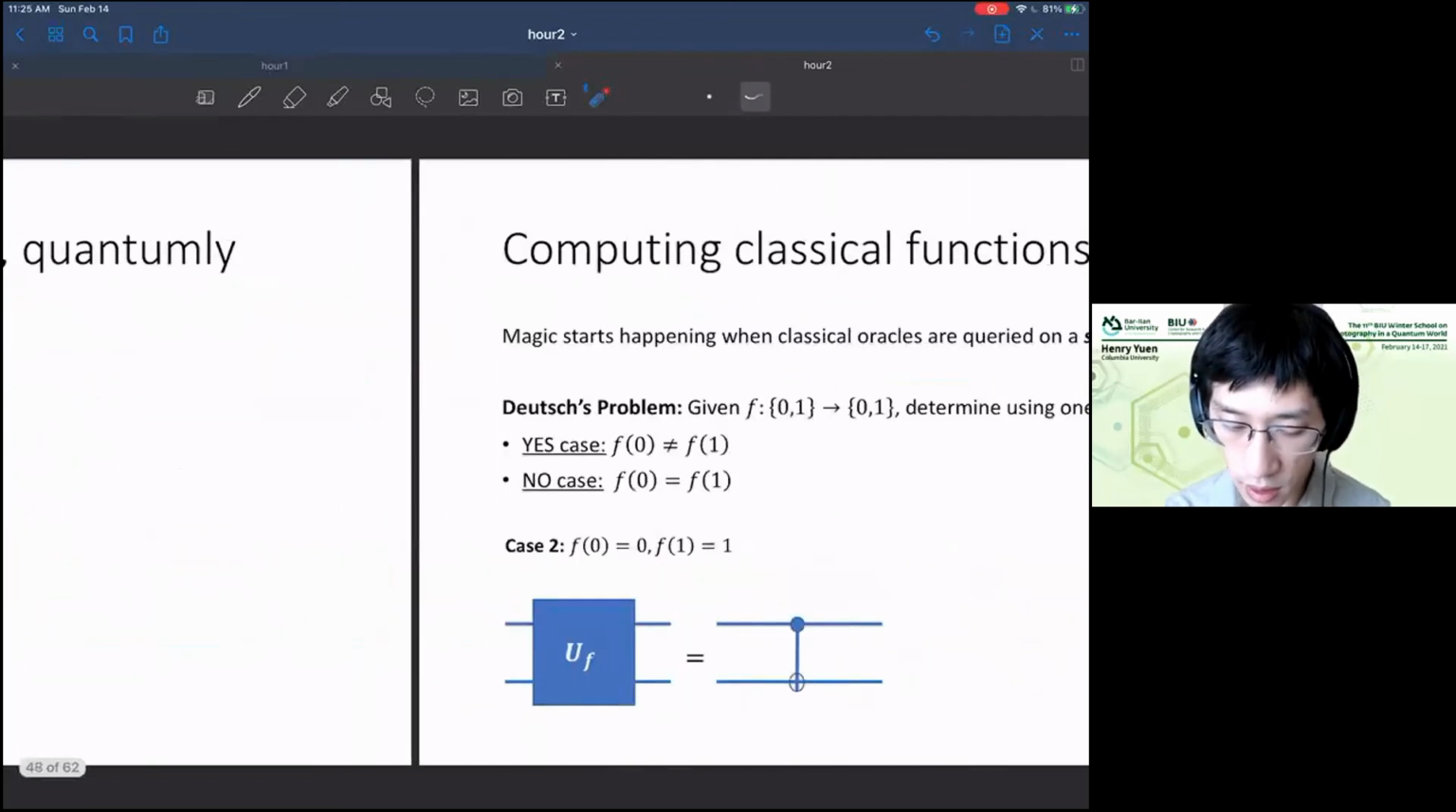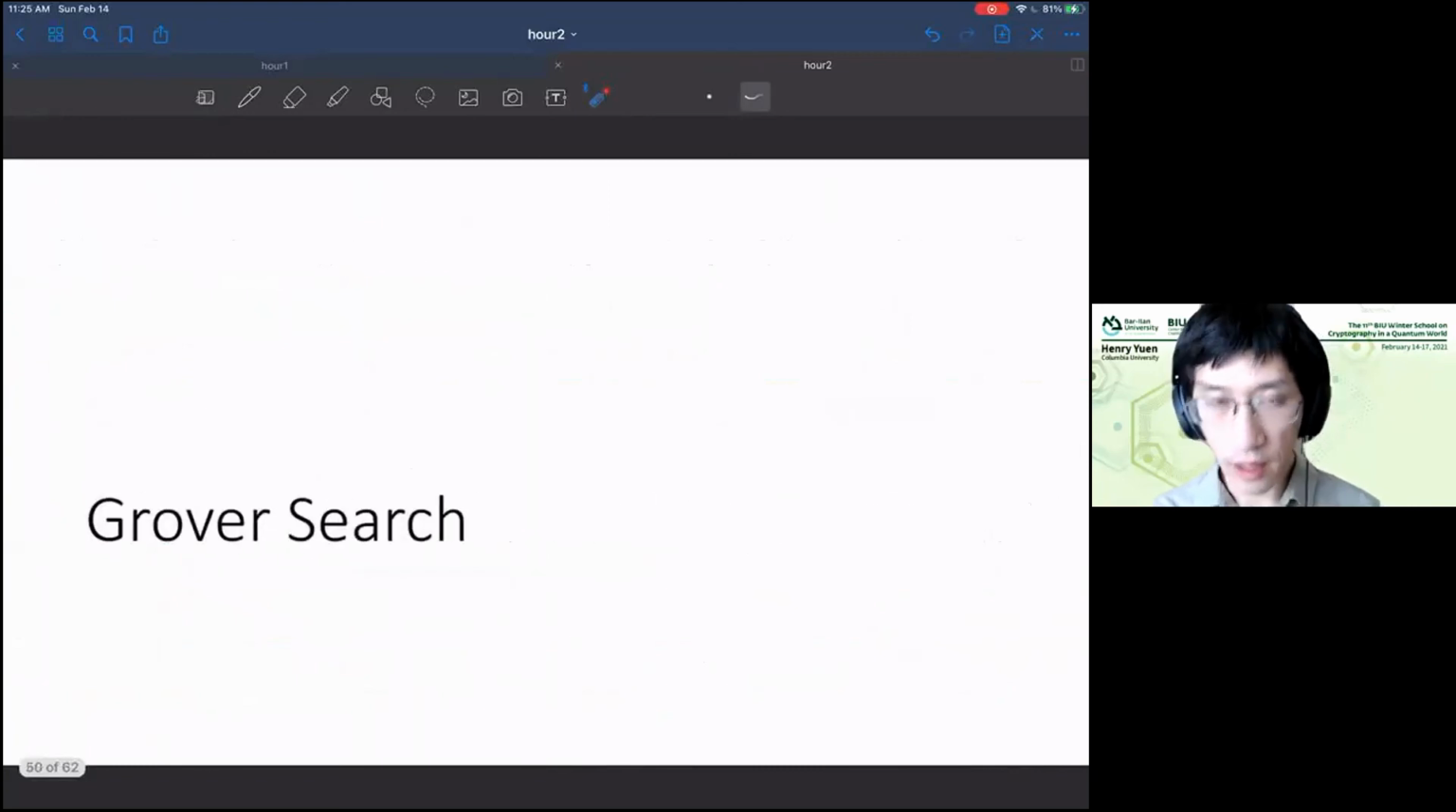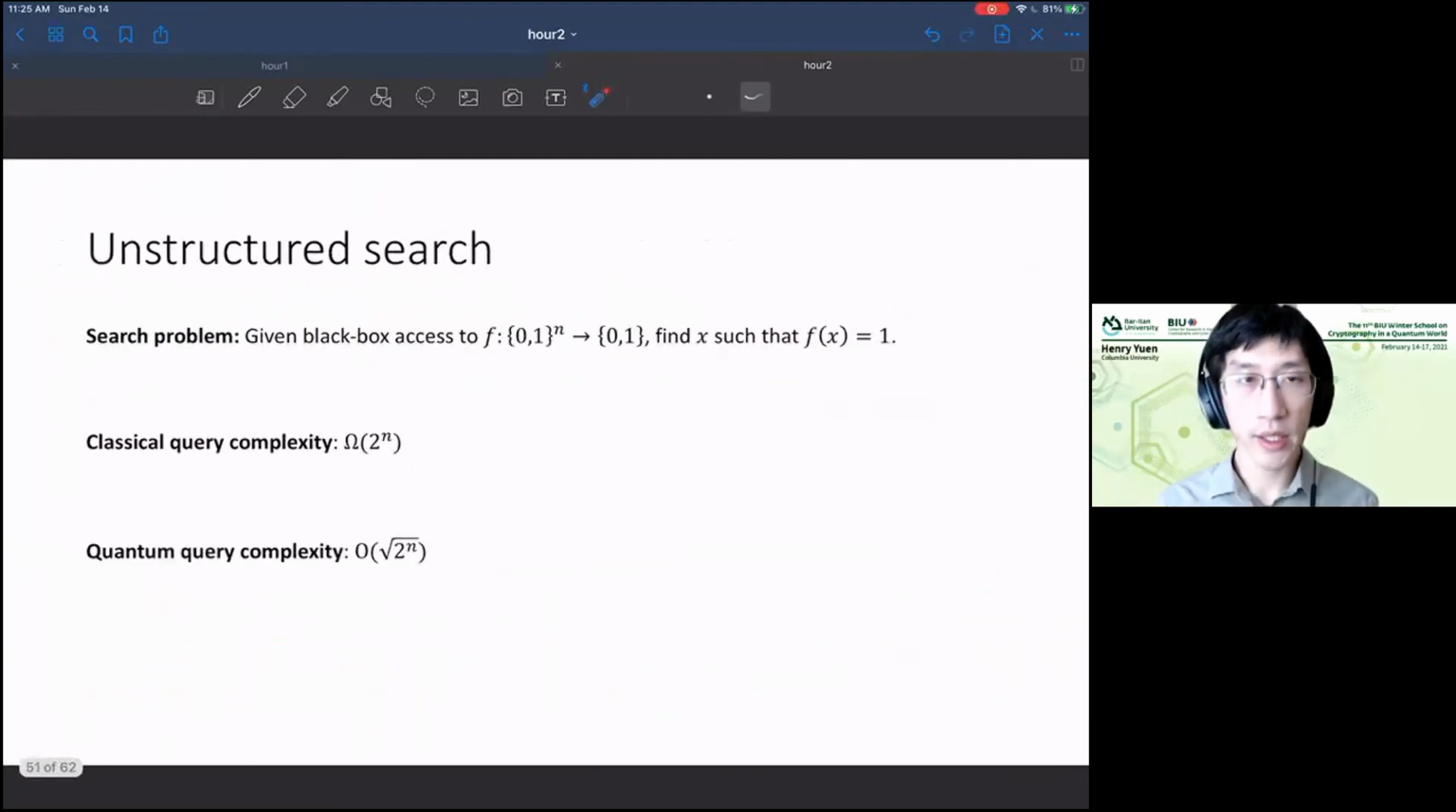So let me skip past this. And in the last few minutes, let me talk about Grover search. This is another quantum algorithm, and it solves the unstructured search problem. You're given black box access to a function f that maps n bits to 1 bit, and you want to find an x such that f of x is equal to 1.